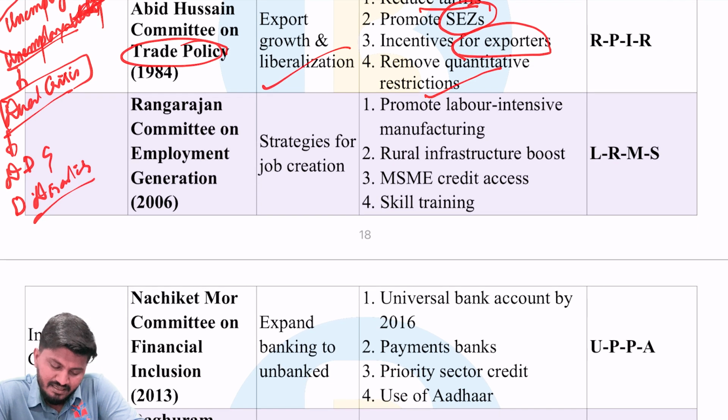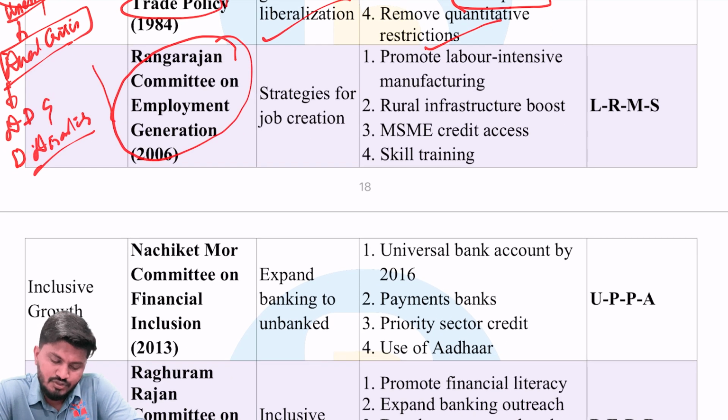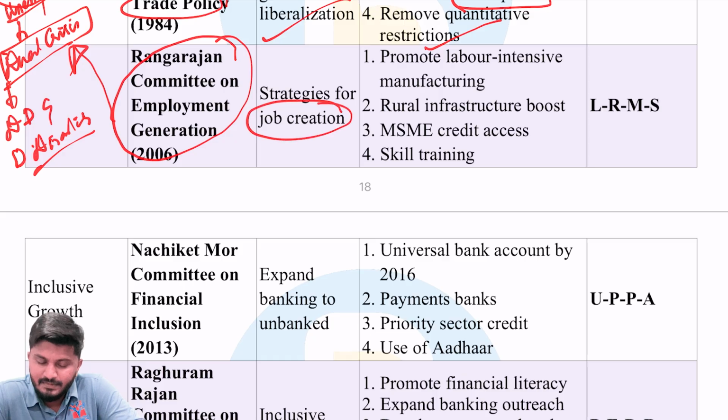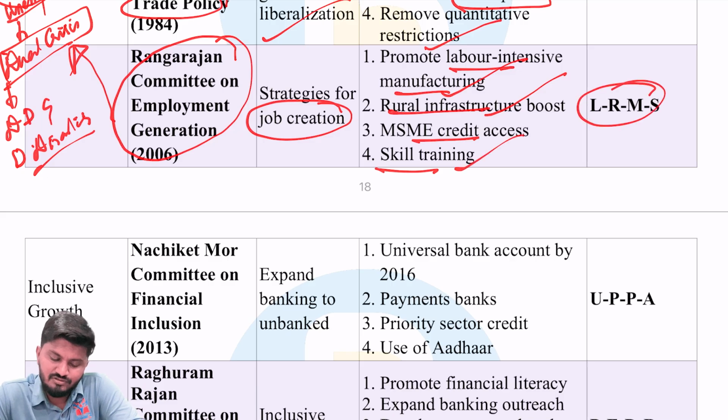Next is Rangarajan Committee on Employment Generation, again relevant to this dual crisis. Strategies for job creation. The recommendations are promote labor intensive manufacturing, rural infrastructure boost, MSME credit access, and skill training. So LRMS, this can also be very important in current context.